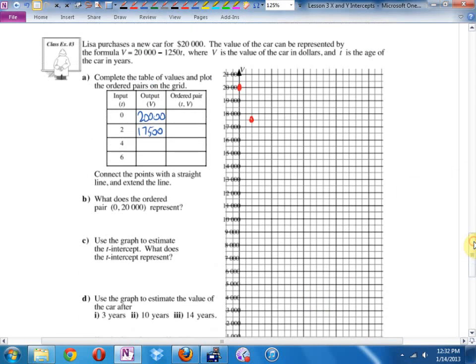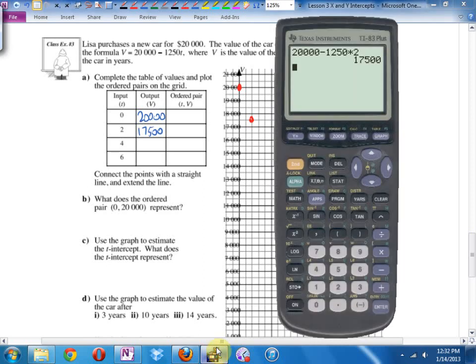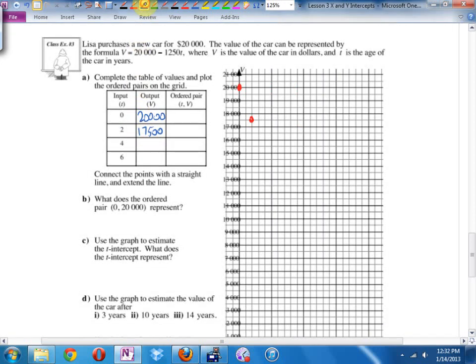Third point, when t is 4. I'm going to replace the t with a 4. I'm going to go 20,000 take away 1,250 times 4. You know what I get? 15,000. Okay, let's add that here. At time 4, 15,000.